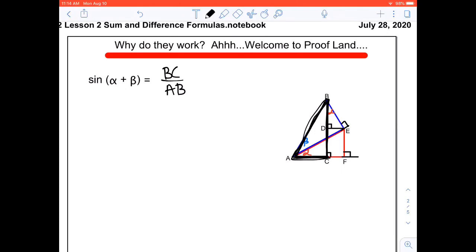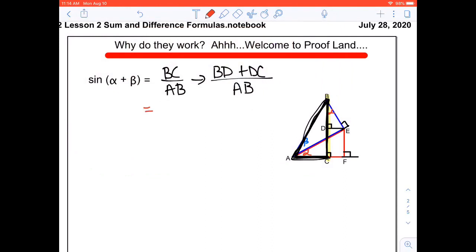All right, so now let's consider that if you look at the opposite side, B to C, it consists of two segments that I can add together. BD plus DC all over AB. So that's by segment addition.